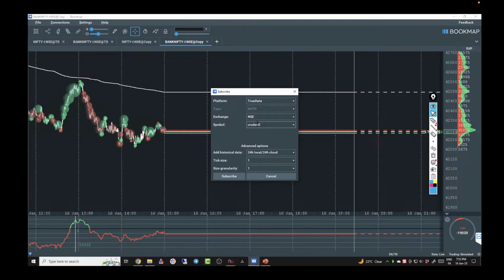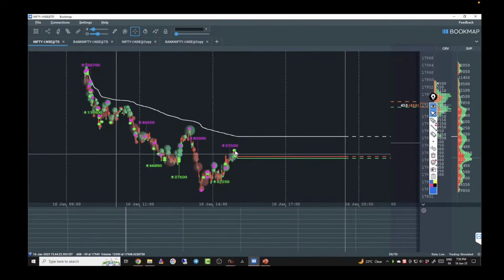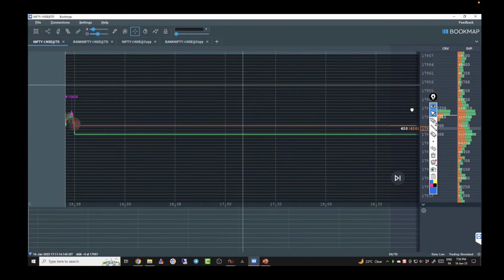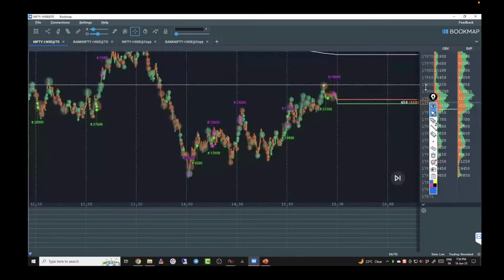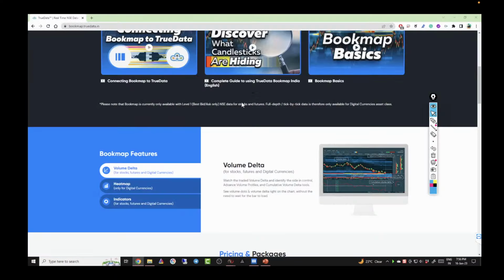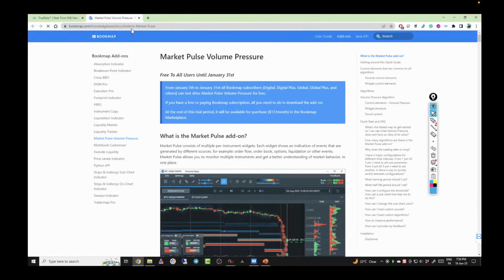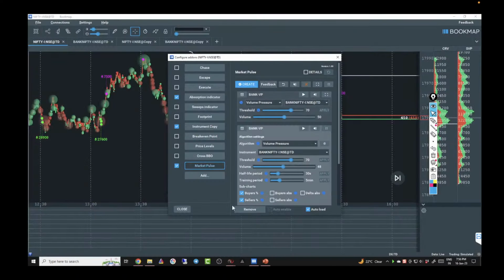Okay, someone is saying explain the market pulse indicator one more time. So let me give you quick information about it. I strongly suggest you visit this particular website, bookmap.com, knowledge base, docs, add-ons and market pulse. In this, you'll be able to see the text information. So for a quick setting.